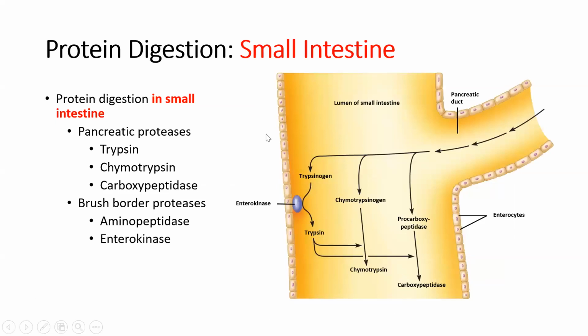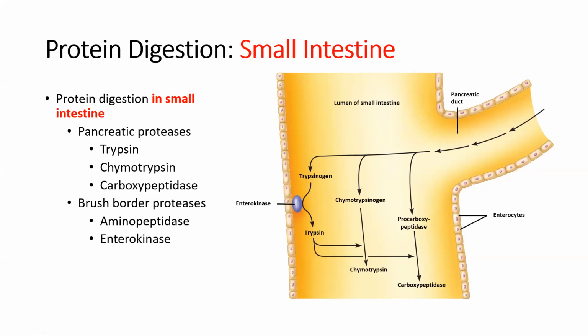Okay, let's talk about what happens in the small intestines. In the small intestines, we have another group of pancreatic proteases that are being secreted from the pancreas. Remember we talked about that pancreatic duct, which opens into the duodenum here. And this is where those digestive juices containing these pancreatic proteases can enter the lumen of the duodenum.